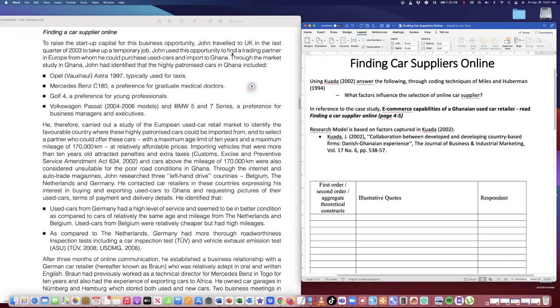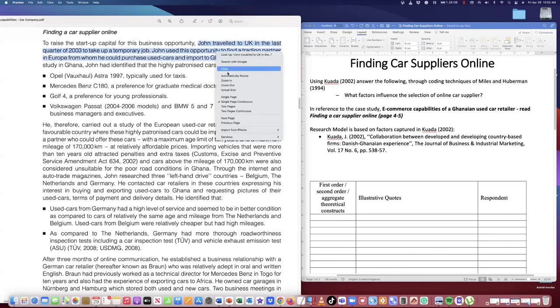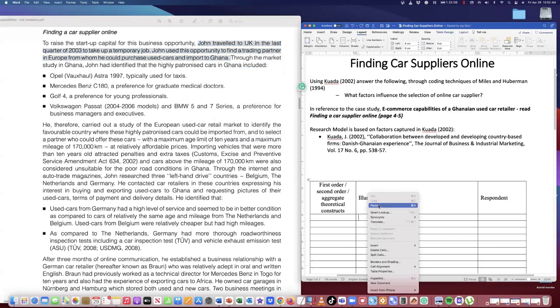John used the opportunity to find a trading partner from whom he could purchase used cars and import to Ghana. He used the opportunity. What opportunity? No, he's traveling to the UK. Thank you very much. Good. So John traveled to the UK. Which of them should we put there? I think we can put two sentences: John traveled to the UK, and then this part. This whole thing is very good. So this is here.